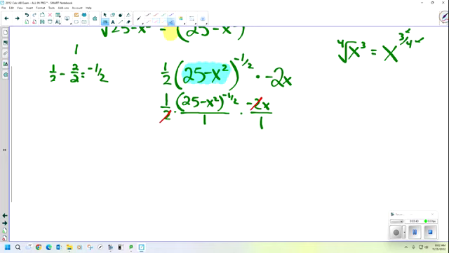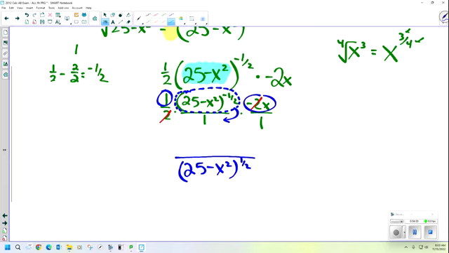And if I have a negative exponent, I want to make that positive by flipping it. So in the bottom of my fraction, I'm going to have 25 minus x squared to the positive 1/2. And what's left in the top? Well, it's just 1 times -x, which is -x. That is a fantastic answer, right?